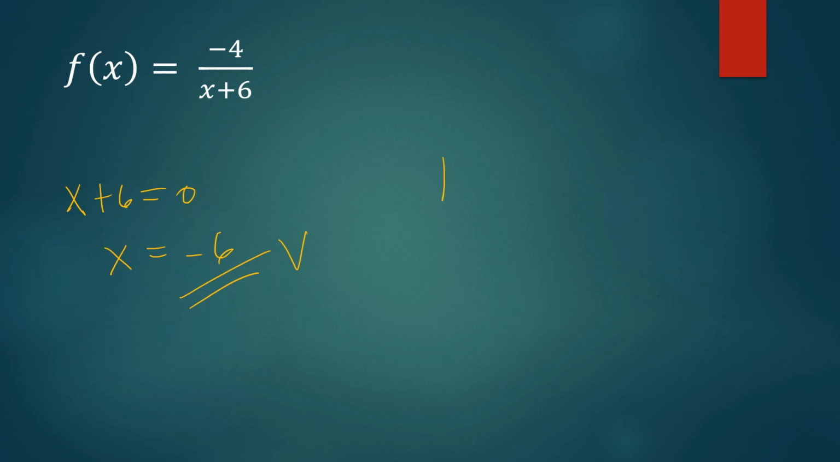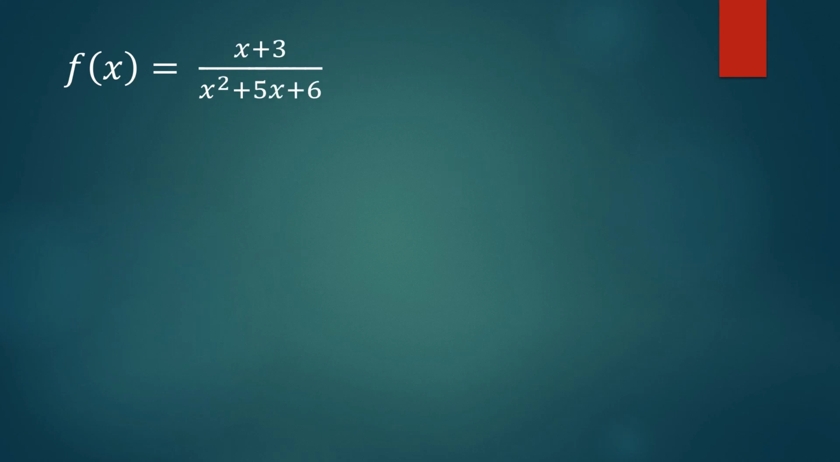Then solving for the horizontal asymptote, again, we go back to the degree. Since there is no variable in the numerator, the degree of the numerator is simply 0. The degree of the denominator is the exponent of x, and that is 1. So the degree of the numerator is less than the degree of the denominator. So the horizontal asymptote is y equals 0 in this case.